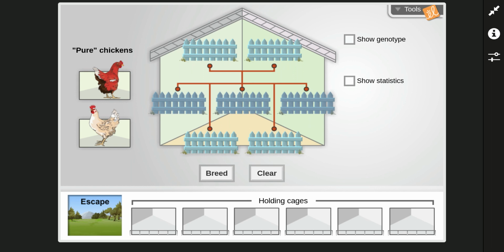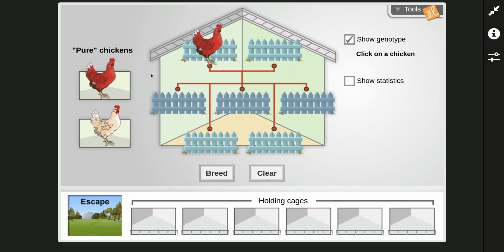Now, in the prior knowledge for this, we looked at the flower and we went over this in class. If you don't remember, you can see it in the introduction video for this gizmo. In the warm-up, they ask us for the genotypes. So we click the box for genotypes. We look at our chickens, and we see that this one is dominant for red feathers, and this one is dominant for white feathers.